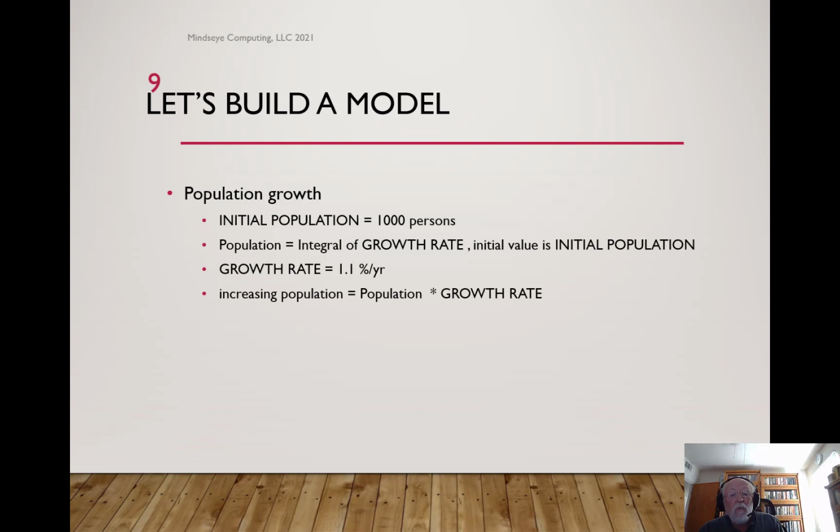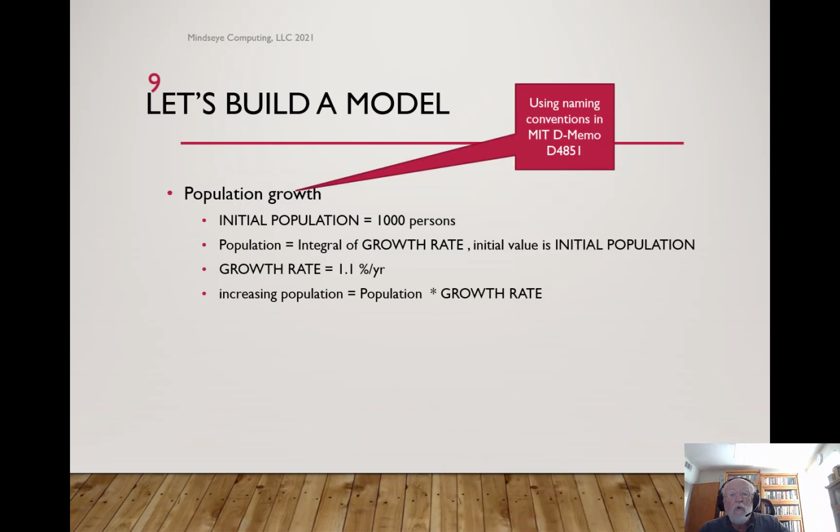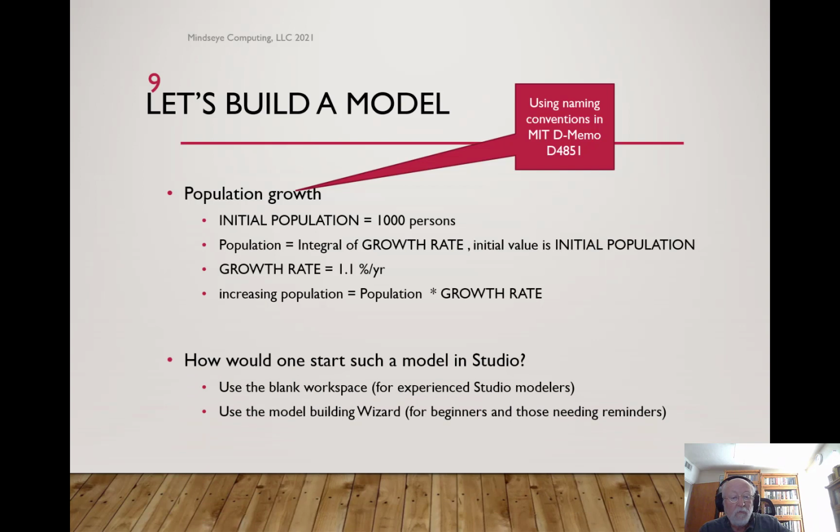And I'm going to increase the population by multiplying it times the growth rate. I'm using specific naming conventions that were developed at MIT. If you'd like to look up this D-memo, there it is. And you might ask yourself, how would I start such a model in Studio?